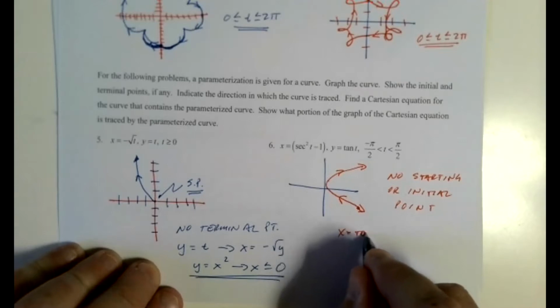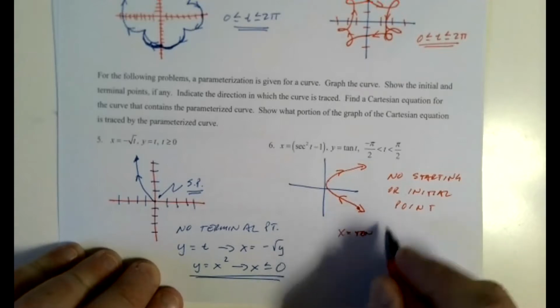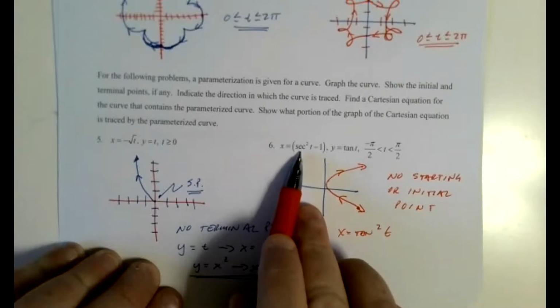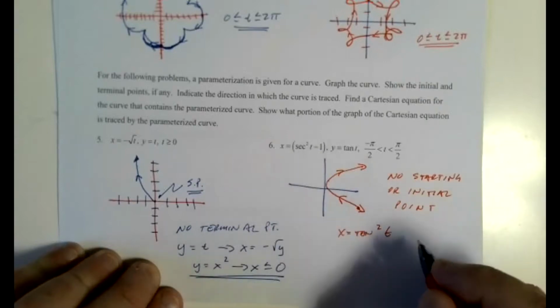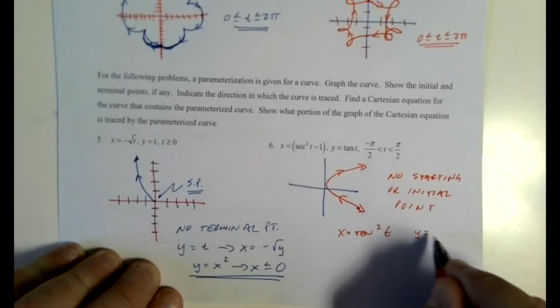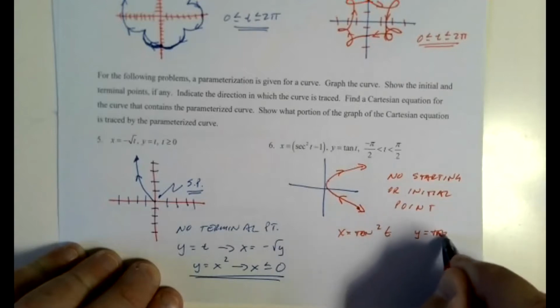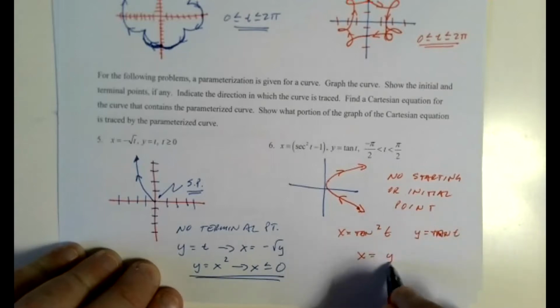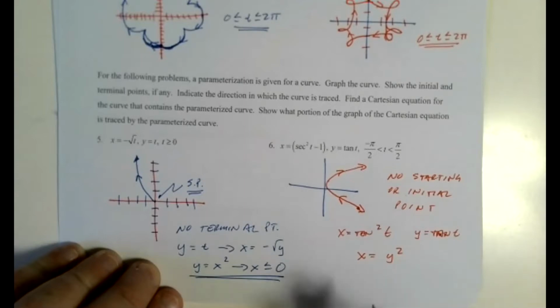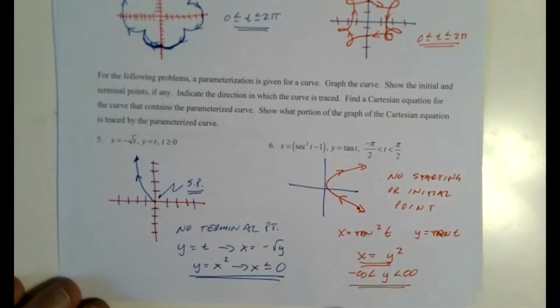X equals tangent squared t. Where did that come from? Secant squared t minus 1 equals tangent squared t. Y equals tangent t. Therefore, x equals y squared, which is a sideways parabola. It's not a hyperbola. It's a sideways parabola.